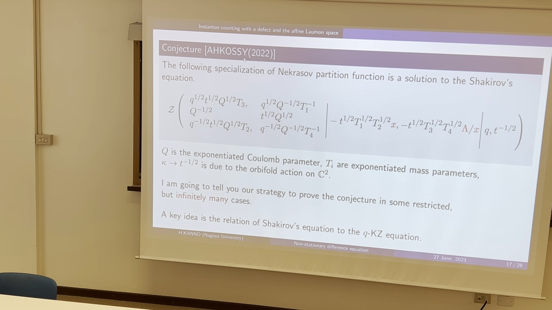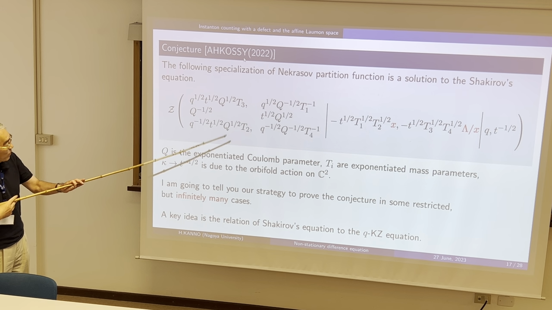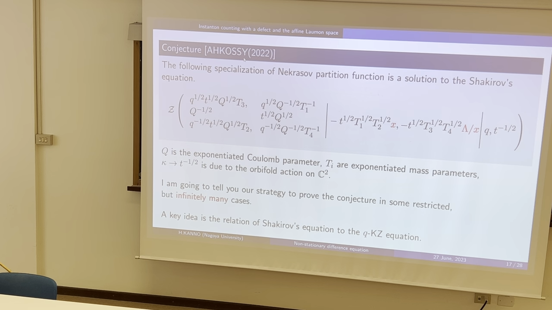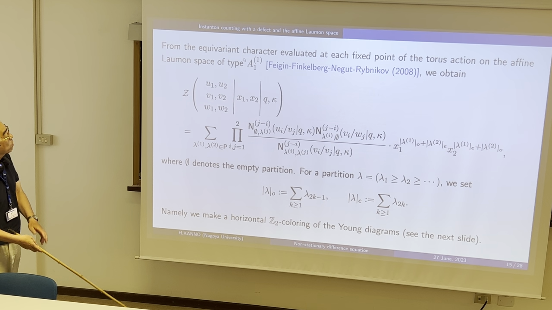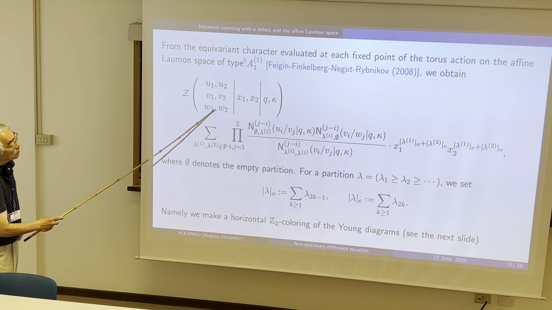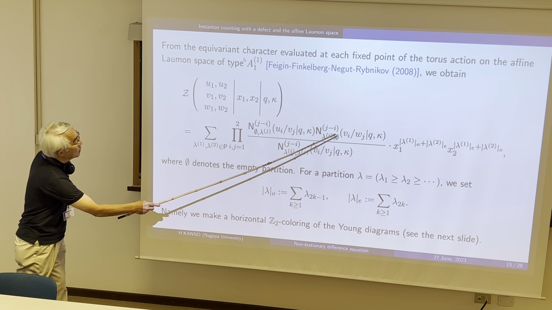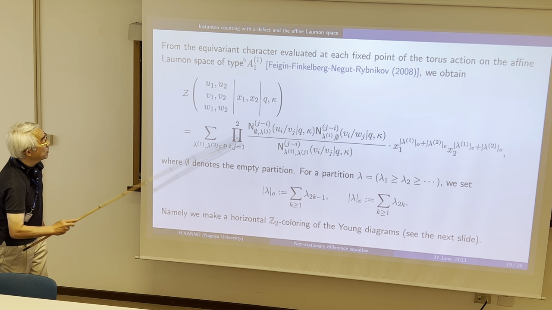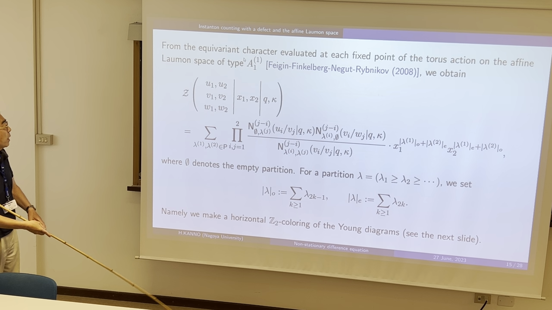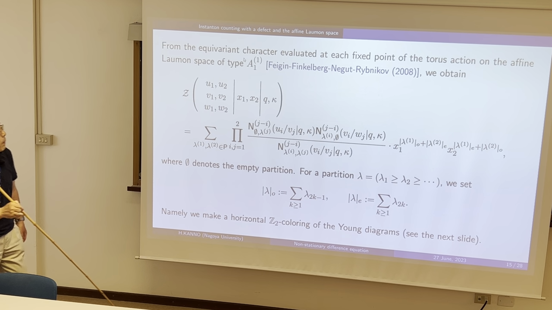This is a conjecture we proposed roughly half a year ago. I'm sorry, this is very complicated. This is a partition function for the affine Laumon space, and we make some specialization. From this expression, you may recognize that u and w appear in the numerator. These parameters correspond roughly to mass parameters, and v appears as a ratio in the denominator. This parameter corresponds roughly to the Coulomb moduli parameter. And q and this kappa are the omega background parameters.